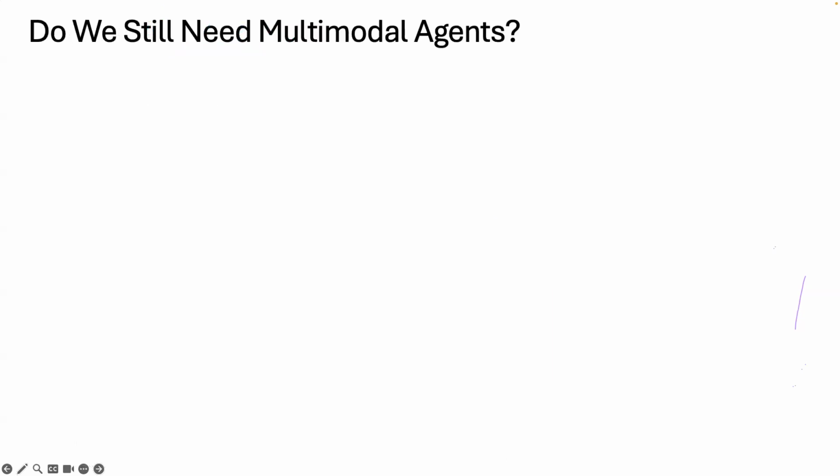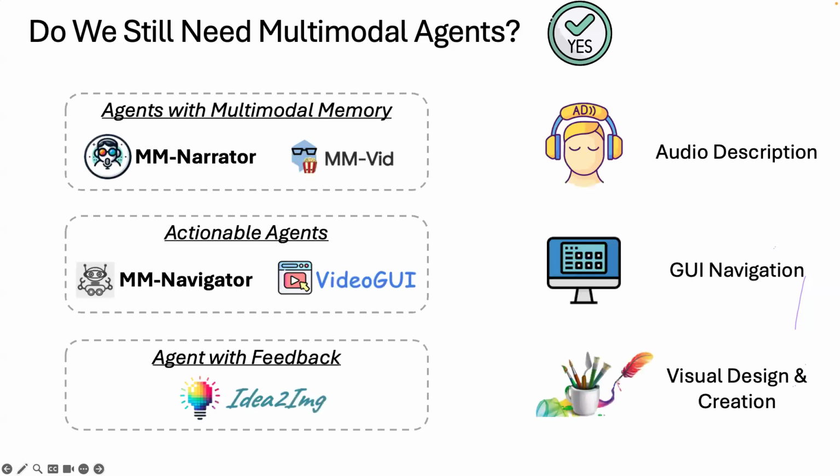So remember the question we raised at the beginning of this talk? Do we still need multimodal agents? And I hope you arrived at the same answer as I did. Yes, we do. In this talk, we have shown three advanced agent designs with their applications: agents with multimodal memory for audio description, actionable agents for GUI navigation, and agents with feedback for visual design and creation.